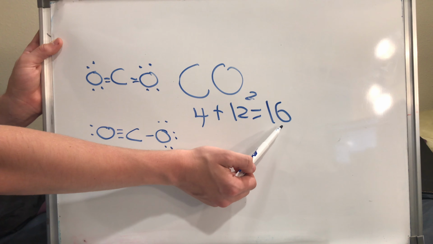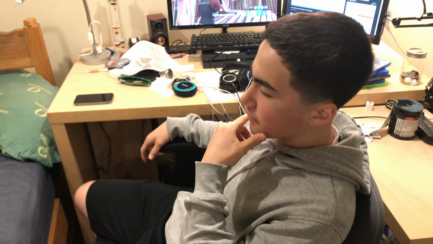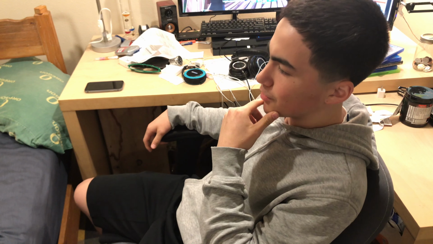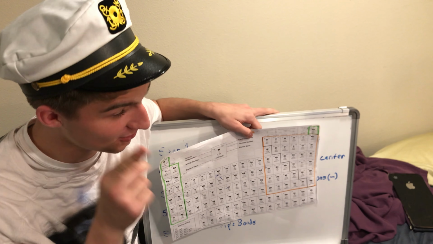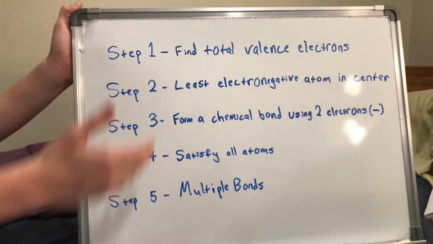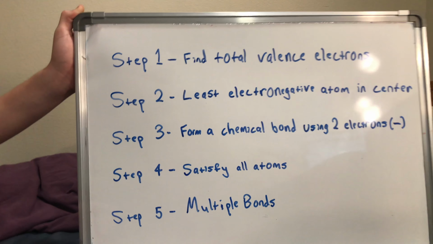Oh, so if I ever run out of electrons, I can always rely on multiple bonds. Spot on! Now, let's review all 5 steps to form a Lewis structure.